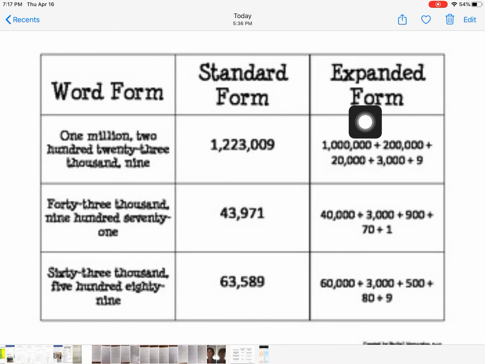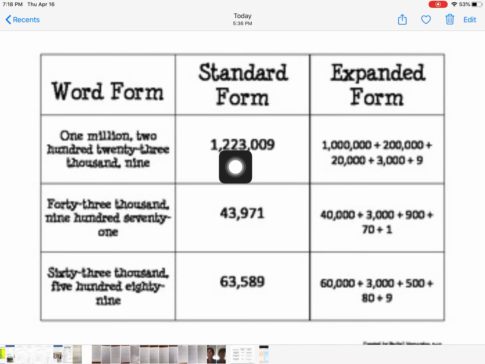So this is the expanded form for this number right here, and you'll notice 1 million plus 200,000 plus 20,000 plus 3,000 plus 9. That actually equals this number in expanded form. It's just showing this 1 million right here is showing you the value of this specific number right here, this one.